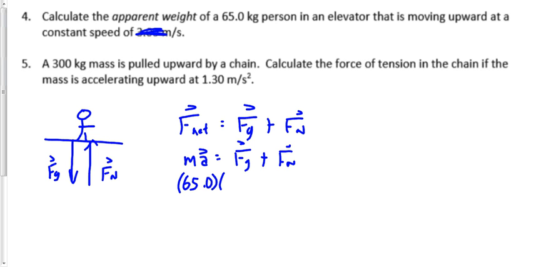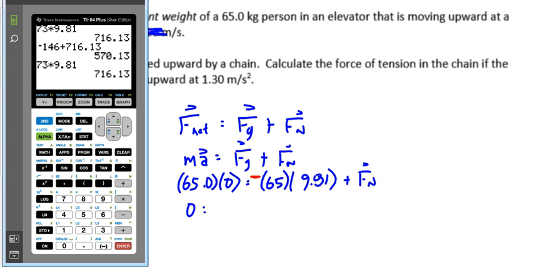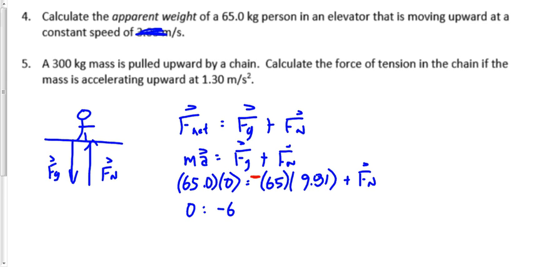What's my acceleration again, if it's moving at a constant velocity? 0. Gravity is 65 times 9.81. Is that right? Not quite. You've got to put a negative with that term, right? Because gravity is down. I don't care whether you put the negative with the 9.81 or right out in front of the entire term. The 65 doesn't make any difference. It gives you the same result. On the left-hand side here, 65 times 0 is 0. 65 times 9.81 is 637.65.